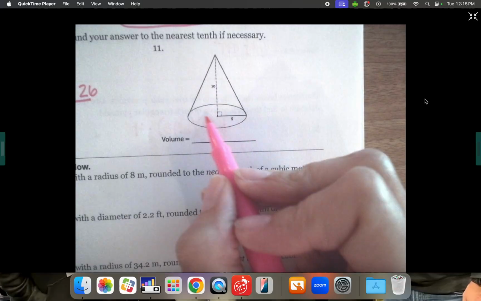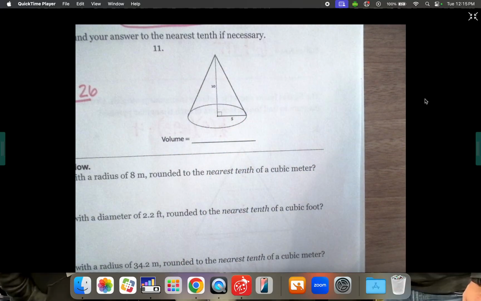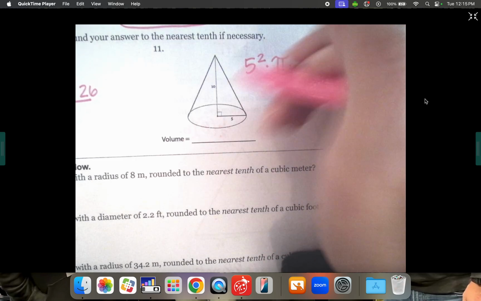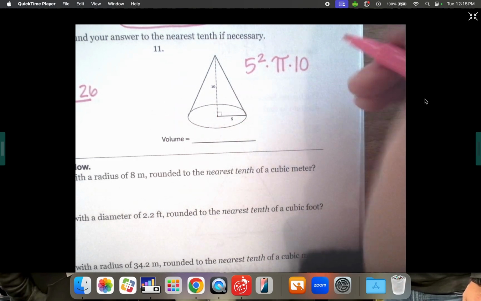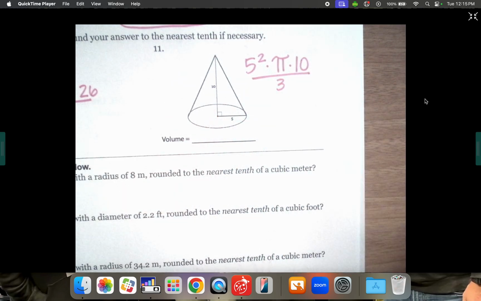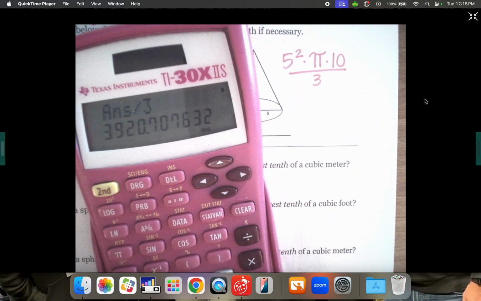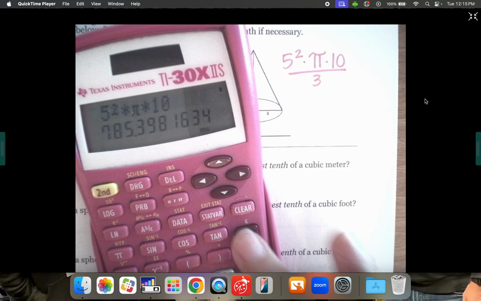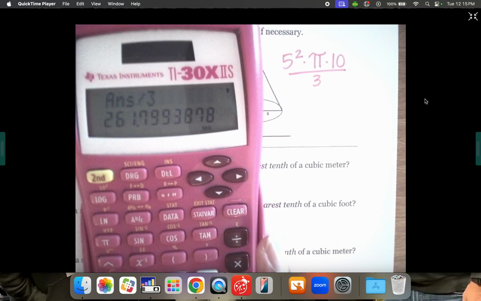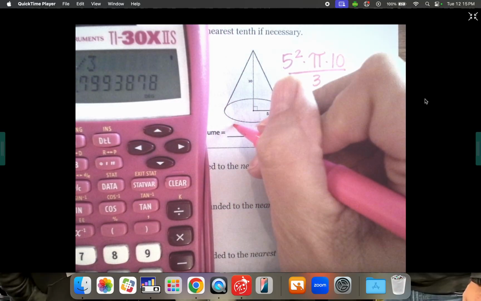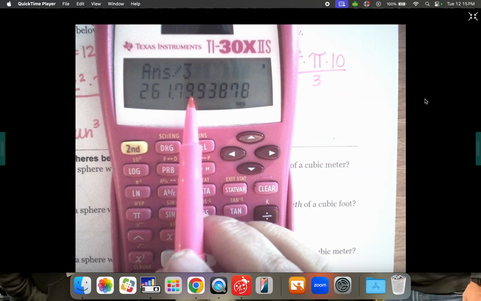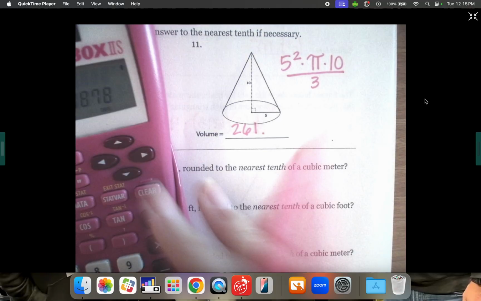All right, this one, yay, it gives us the radius, that's what we need. So we're just going to take 5 and square it, times pi, times the height, which was 10, divide the whole thing by 3. All right, here we go. 5 squared times pi times 10 divided by 3 equals 261.7, and that 9 is going to bump the 7 up to an 8.